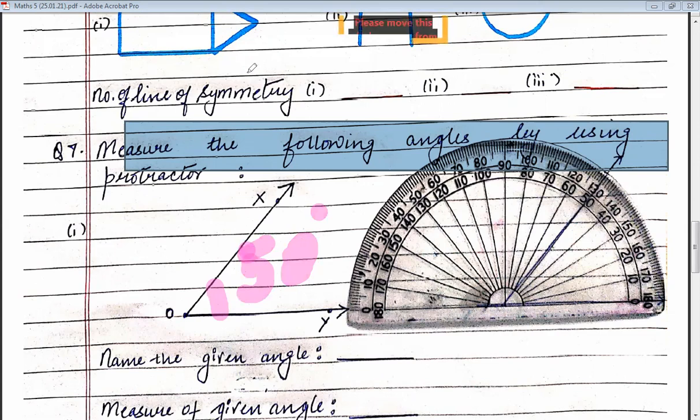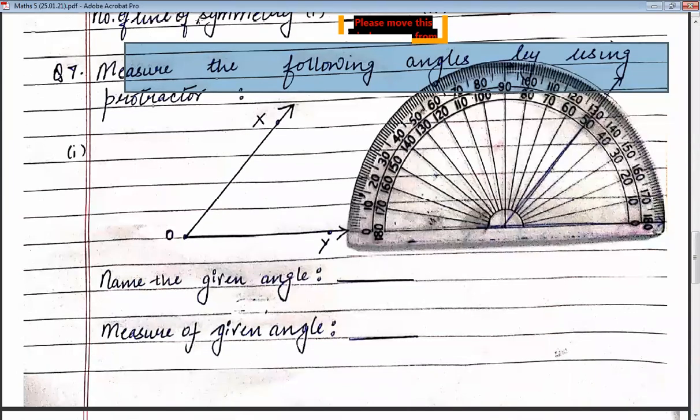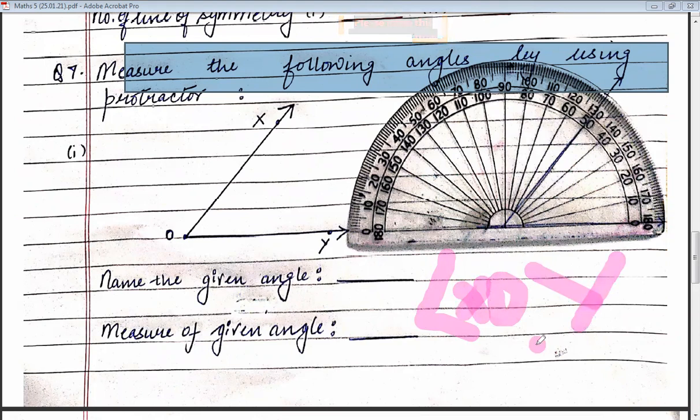What is the value of this? 50 degree. Now let's look at the question, what they have asked in this question. Now you have to name the given angle. So you can tell that what is the name of this angle? It is angle XOY. What is the angle? You can write here. It is angle XOY. This is the name of the angle. And what is the measurement of this angle? We have just got it that your angle is of 50 degree. So this is an acute angle. Okay, students, let's move on to our question number 8.